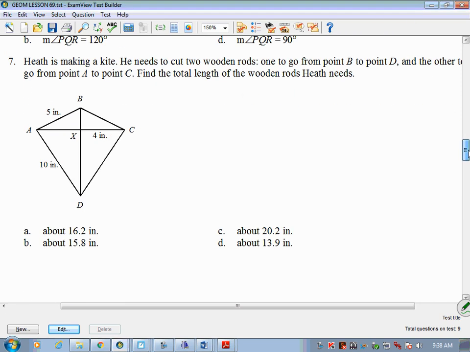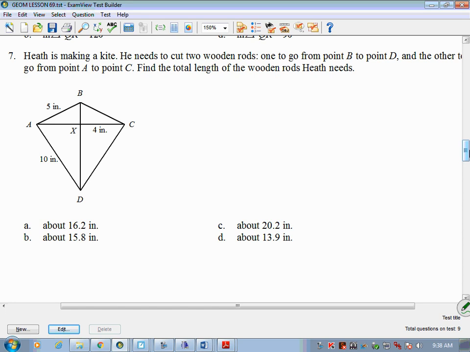Okay, 7, another kite. Heath is making a kite. He needs to cut 2 wooden rods, one that goes from B to D, and the other one that goes from A to C. We want to find the total length of the wooden rods Heath needs. So we actually want to find these lengths and we want to add them together. Okay? One of the things that's going to happen in a kite is that AC is bisected by BD. So what do I know this length to be right here? 4 inches. Okay? Because BD is a perpendicular bisector.